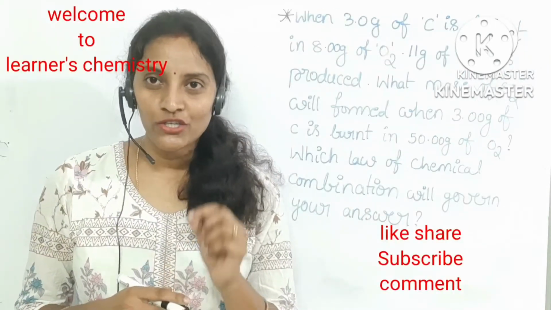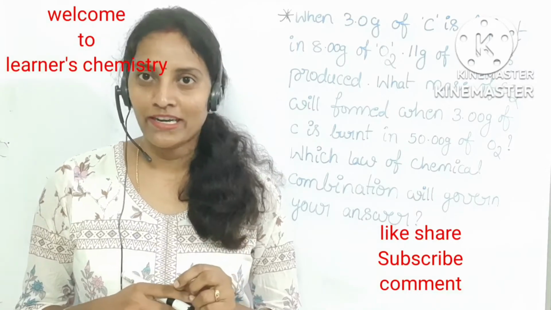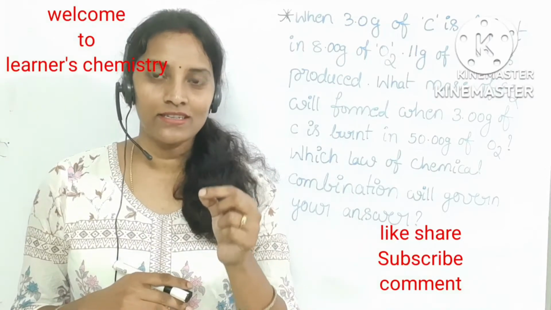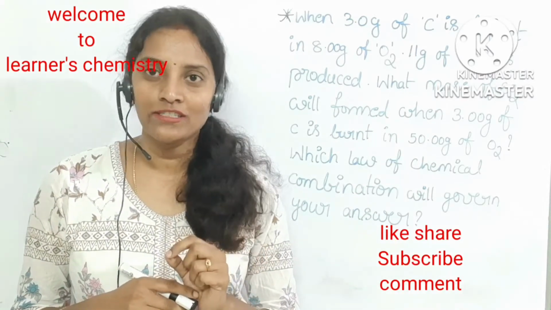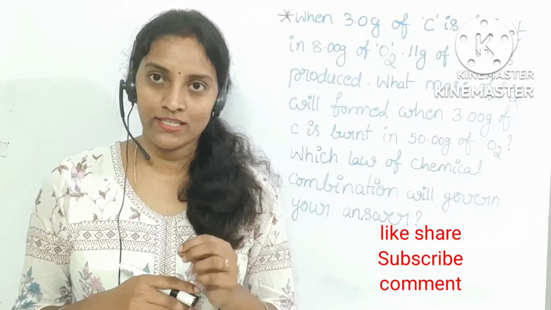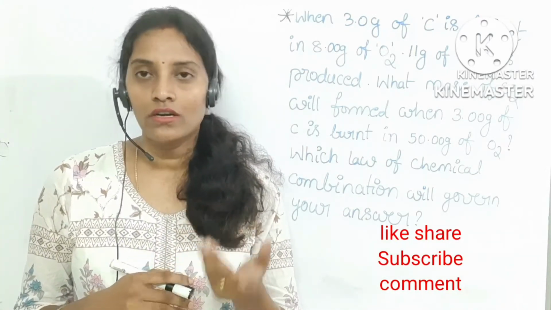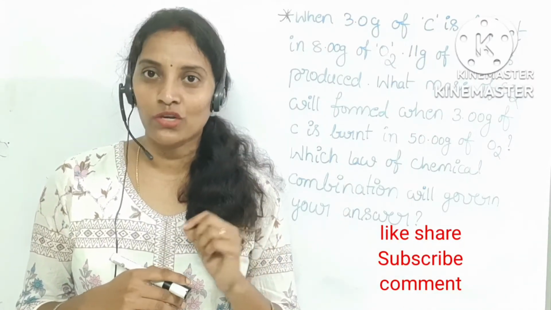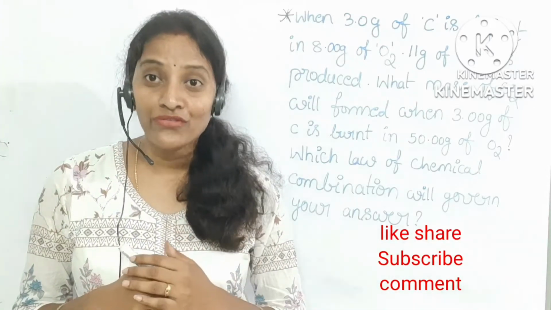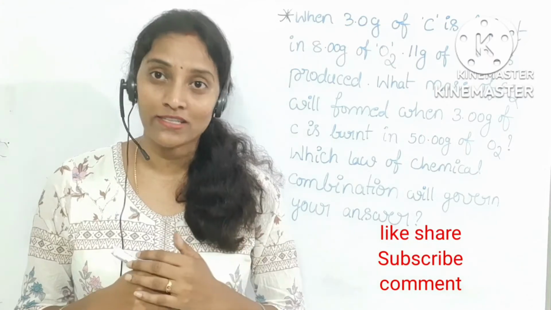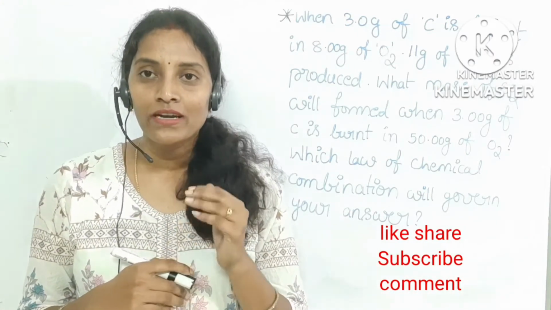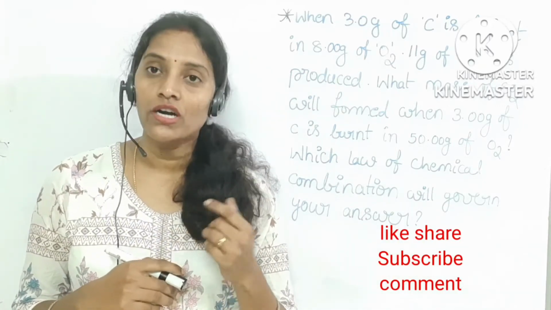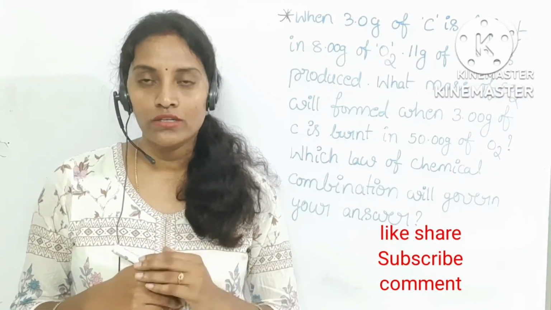Here the problem is you should calculate the weight of carbon dioxide formed during a chemical reaction. In the first condition, 3 grams of carbon reacting with 8 grams of oxygen will form 11 grams of carbon dioxide. Then in the second condition, the same 3 grams of carbon reacting with 50 grams of oxygen, how much mass of carbon dioxide will be formed? Then you have to justify your answer with which law of chemical combination it obeys. You have to tell that also.